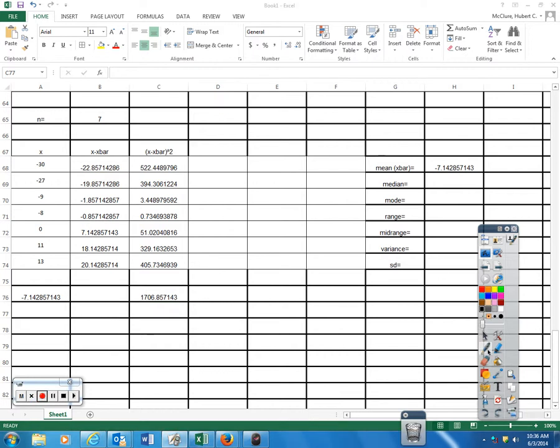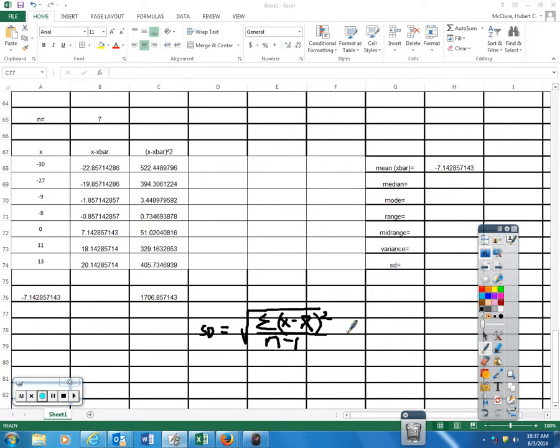Because to find the standard deviation of a data set, standard deviation is equal to the square root of the summation of x minus x bar quantity squared over n minus 1. And the variance is what's inside right here. So if you want the variance, just do this formula right here first and write it down.